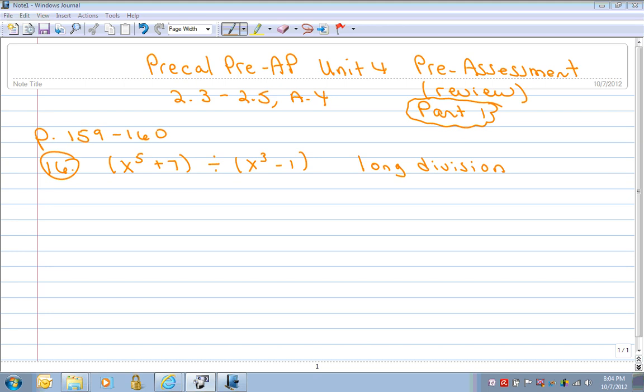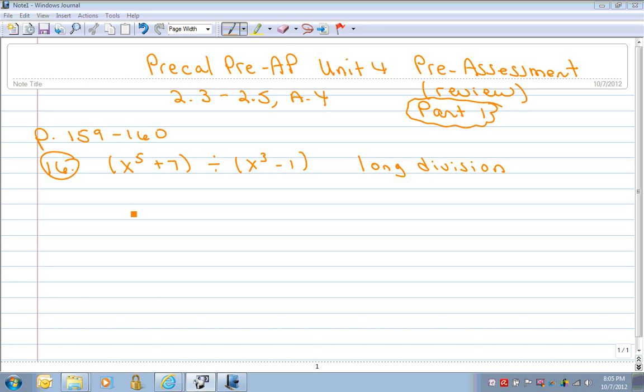This is the first part of your pre-assessment, and this is problem number 16. They ask you to use long division to find the quotient. So here we go. Notice in the dividend that you've got x to the fifth, and you don't have a fourth or a third or a squared or an x term. So we're going to leave zeros in our long division to hold the place of those values.